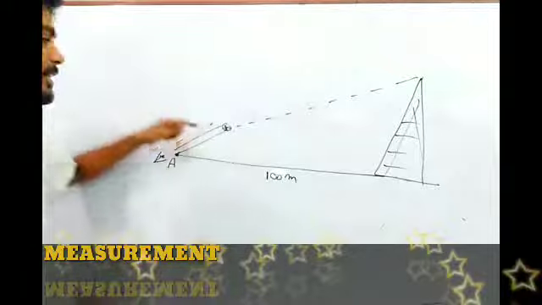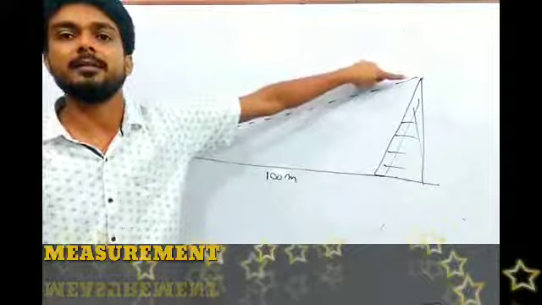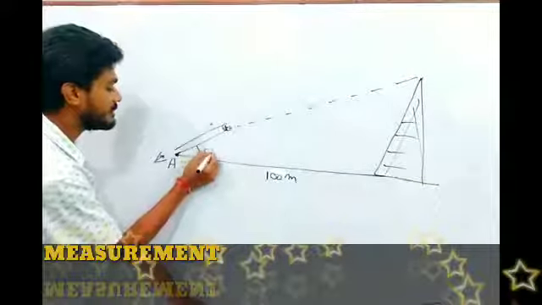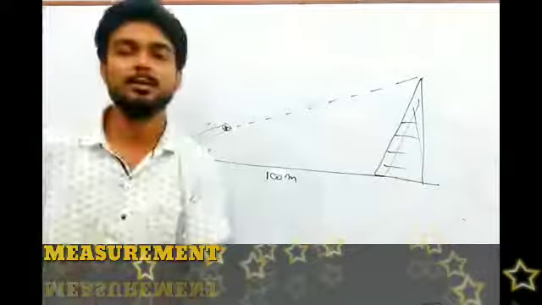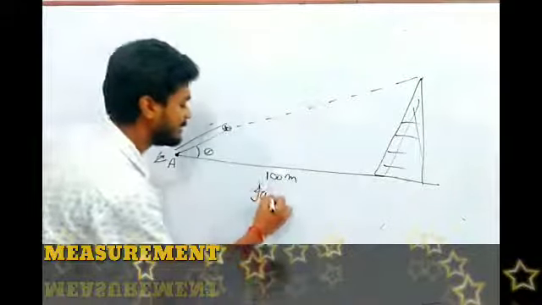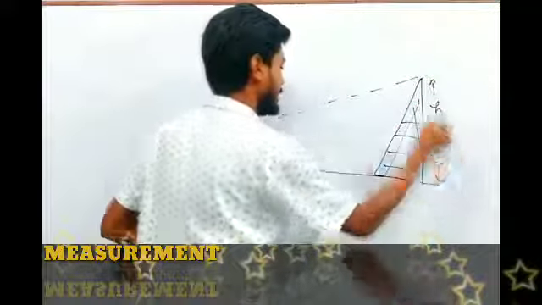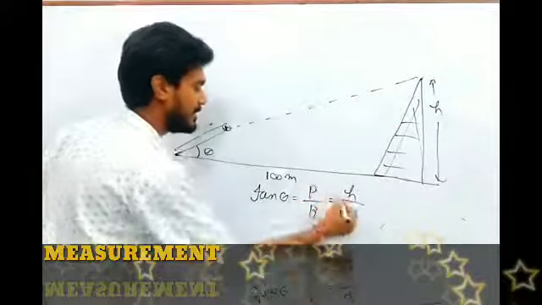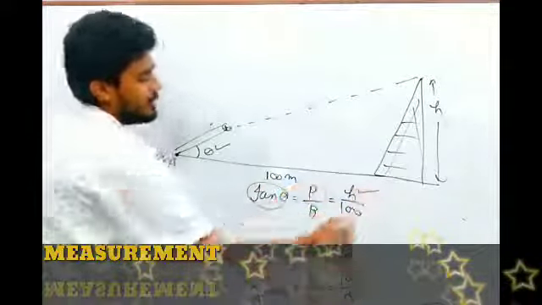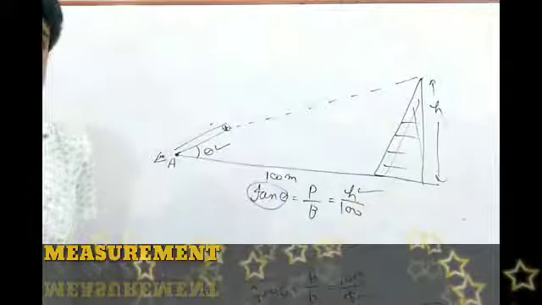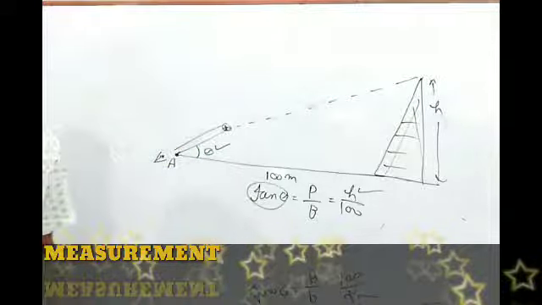Now if you consider an imaginary line, it will go and touch that tower. Measure that angle. After measuring that angle, you can use the formula tan theta. Tan theta is equal to perpendicular upon base. The height of the tower is the perpendicular and the base is the 100 meters. By putting in this angle, you can find the value of h. Very easy.